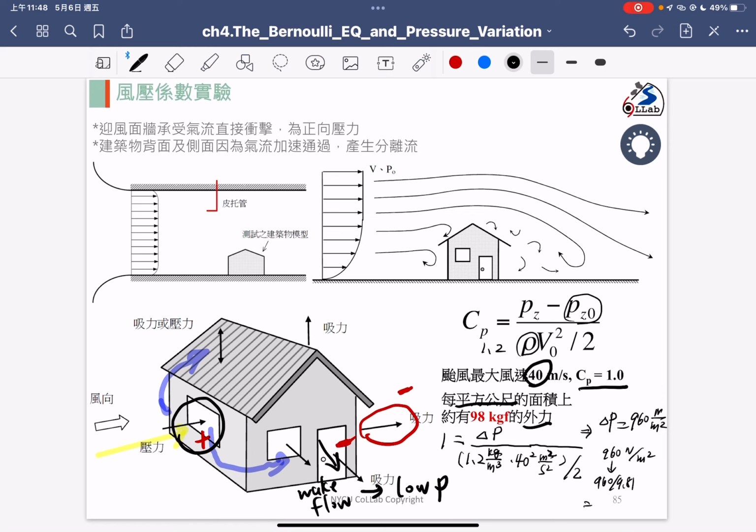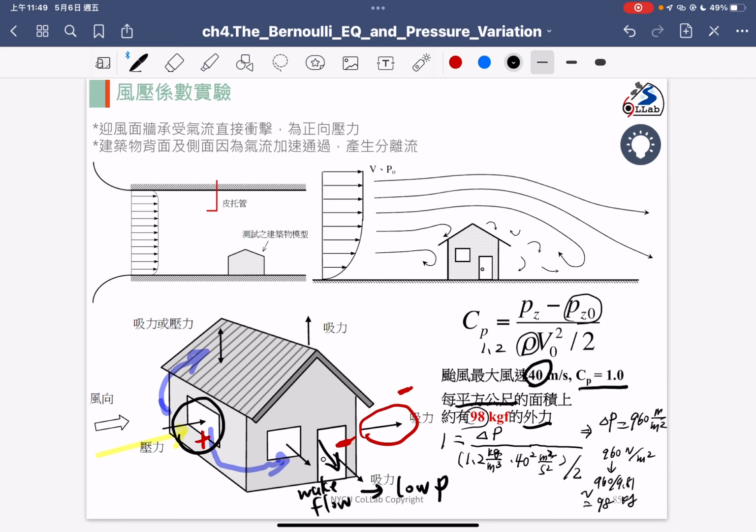So the 960 divided by gravity will equal to around 98 kilograms, right? So that's why I write down the number in here. So in that case, for the house on the front, the pressure will equal to around 100 kilograms force. Okay, so you design a house, and you need to overcome the maximum force we have in the future.